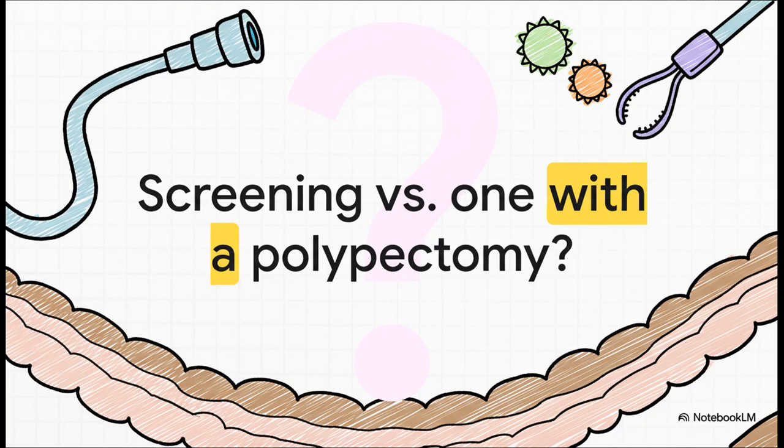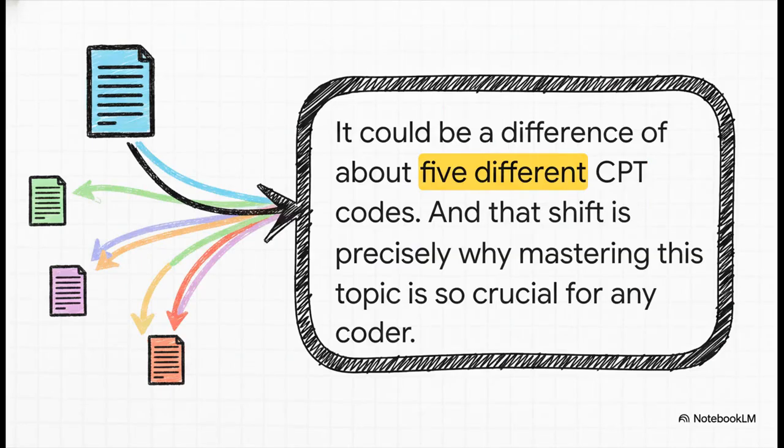So let me ask you something. Picture this. A patient comes in for a totally routine screening, but during the procedure, the doctor finds a polyp and removes it. In our world, the coding world, how big of a difference does that make? You might be surprised. The answer, well, it could be the difference between five different CPT codes. And that one little shift from just looking to doing something is exactly why this topic is so important. The devil, as they say, is in the details.